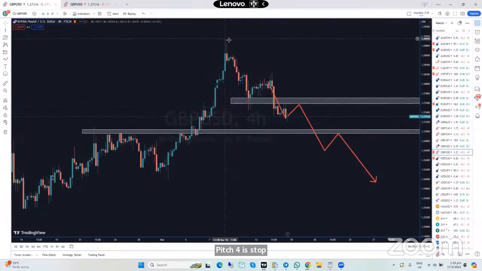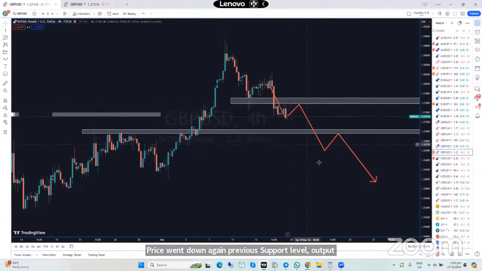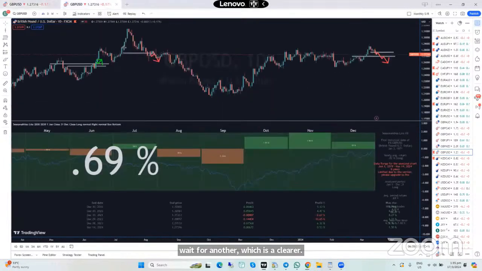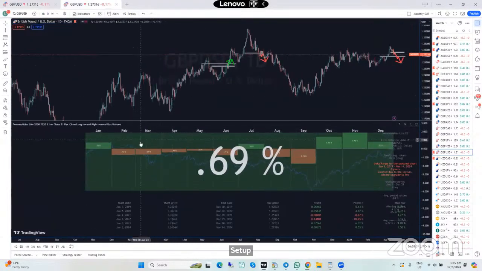So this is at the top, price went down. Now this is really a very nice looking lower high. Price went down, again, previous support level, now turned resistance. We may actually enter, or we can just wait for another break and retest over here. Up to you. If this fulfills your trading setup, by all means, or just wait for another, which is a clearer setup. Anyway, this bearish should last all the way to June. Don't be in a rush.